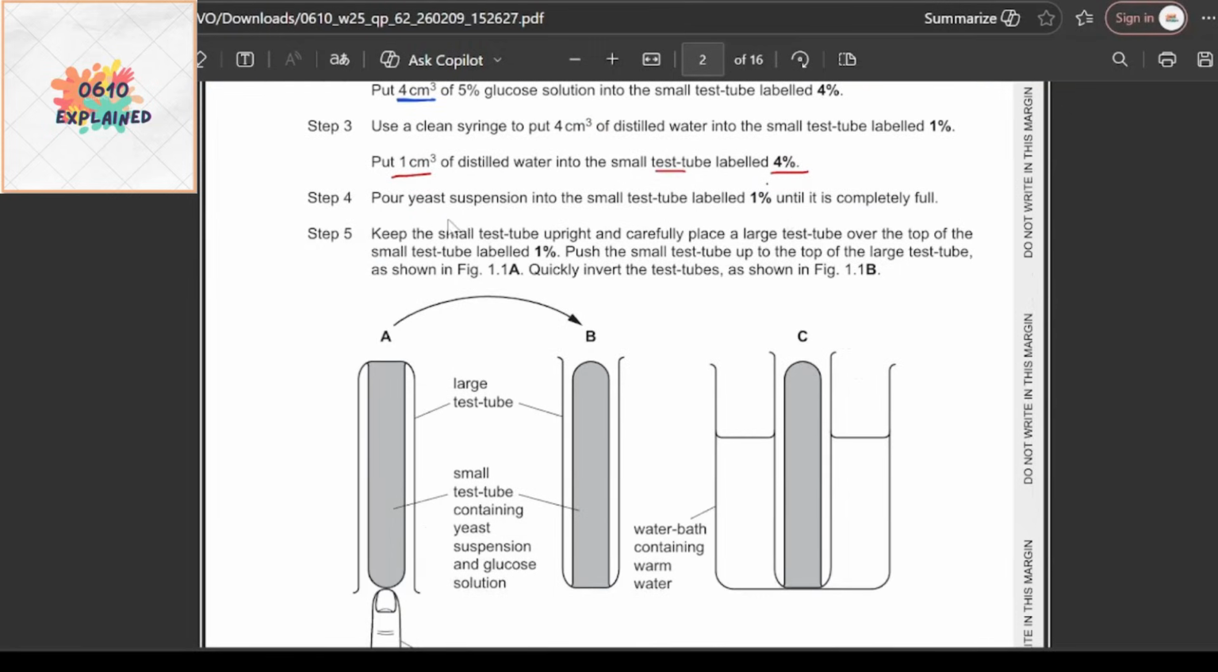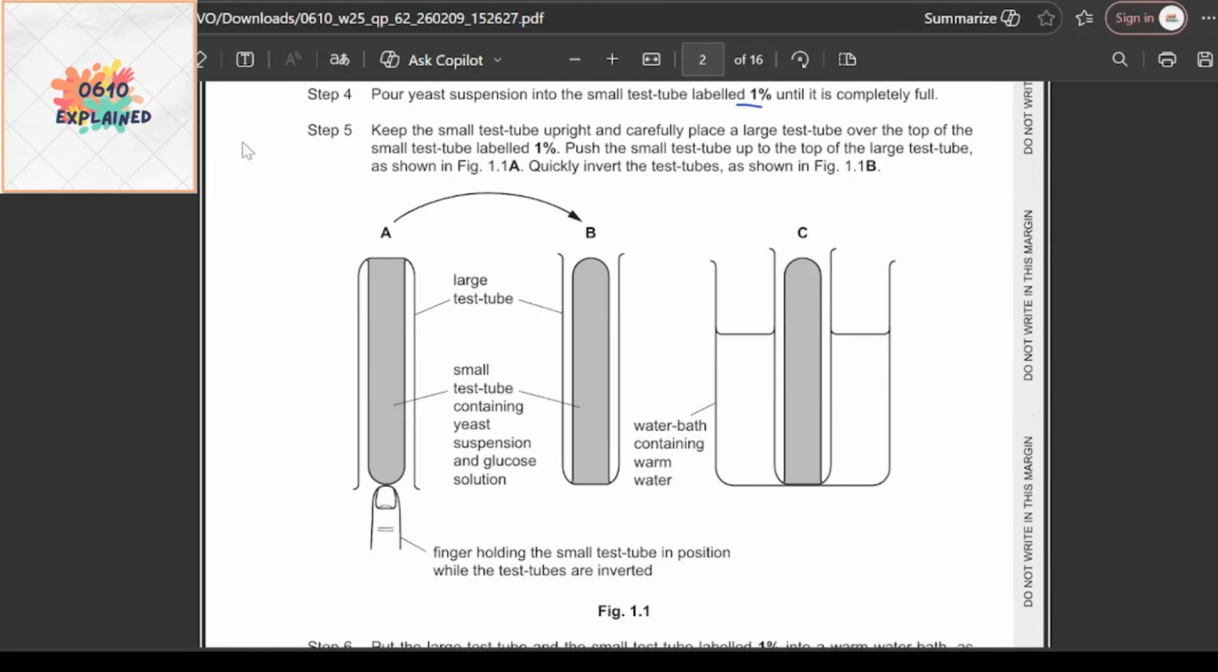Pour the yeast suspension in the test tube labeled 1% until it is completely full. So the remaining part they have filled with the yeast. Keep the test tube upright and carefully place a large test tube over that. So you can see that this was our original test tube. On that they have inverted another test tube like this, which they have mentioned as the large test tube, and now that large test tube they have inserted in a water bath containing warm water.